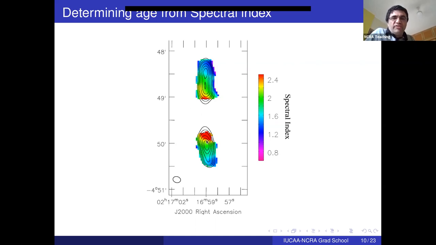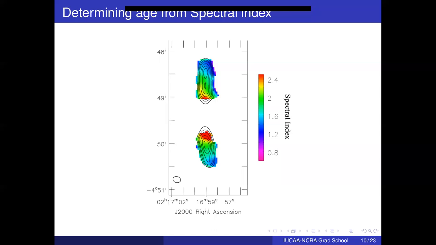Would this be FR1 or FR2? FR2. This is an FR2 object. Very, very powerful lobes, but weak emissions, no jets, etc. This is an FR2 object. And what do you notice about the gradient of the spectral index? Where is it steeper and where is it shallower? It is steeper close to the core and shallower away from the core.